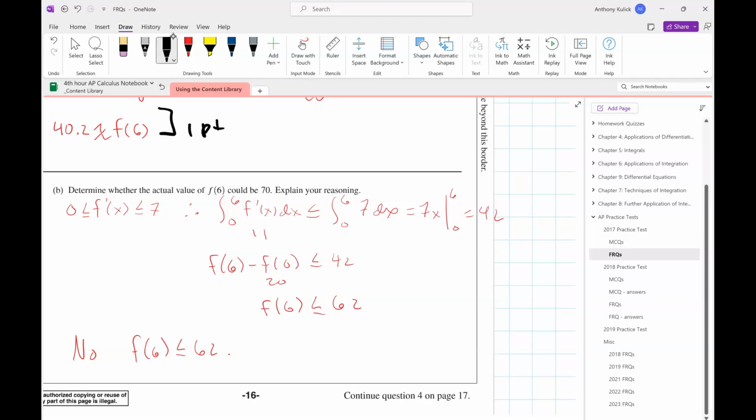What does it say here? So it wanted 1 point for that line of reasoning, that because f prime is between 0 and 7, the integral is less than or equal to 42. And then 1 point for finishing it out and showing that f of 6 has to be less than or equal to 62.